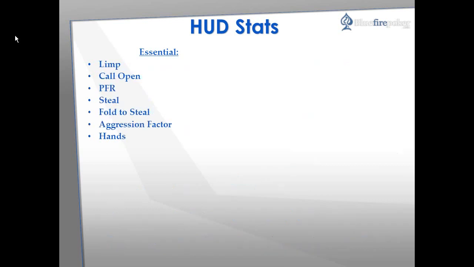So in the essential category, I use limp, call open, pre-flop raise, steal percentage, fold to steal, aggression factor, and number of hands. And the first 2 you might notice are very different from what a lot of people use. The standard is pretty much VPIP, but I'll show you later why I prefer limp and call open over VPIP.